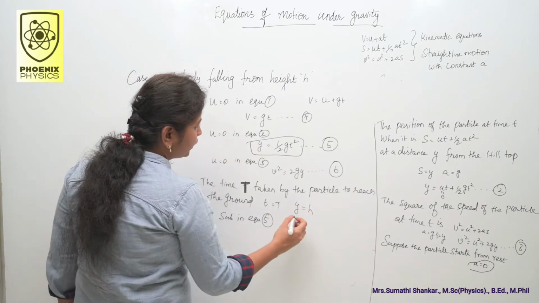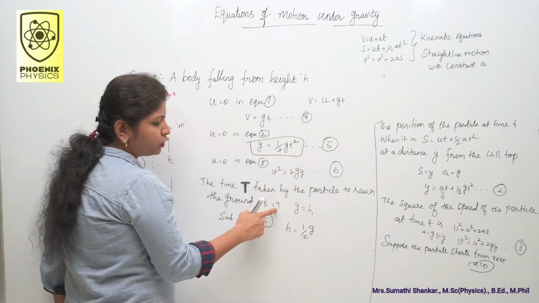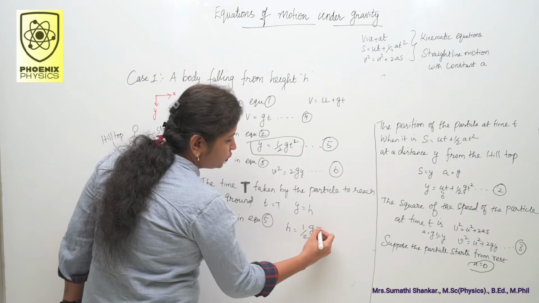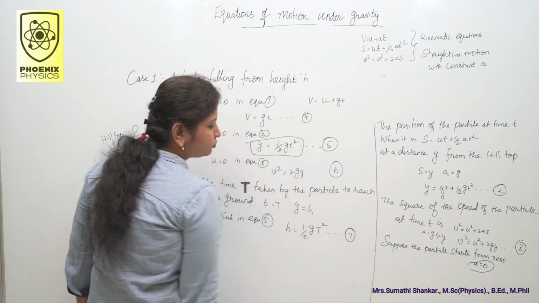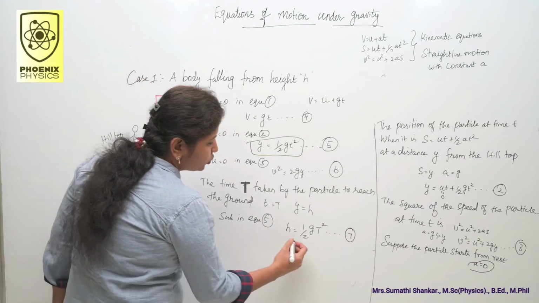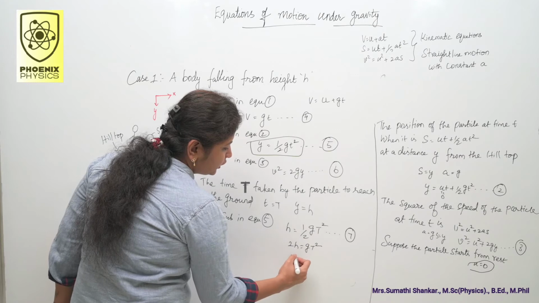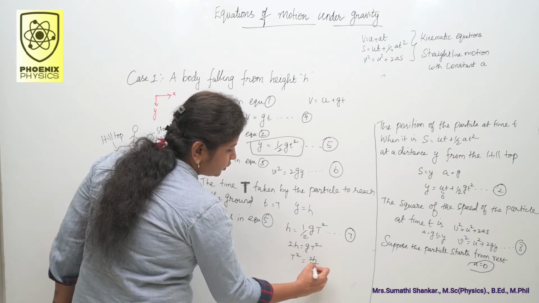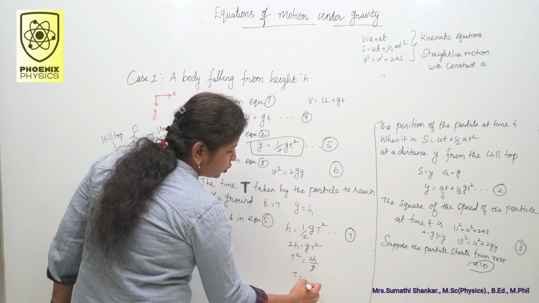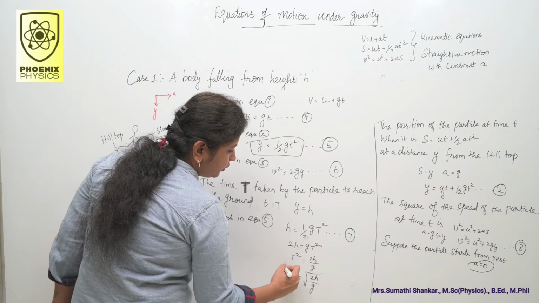So h is equal to half g, and instead of t I am going to substitute capital T, so gT square. This is our seventh equation. So what is 2h? 2h is equal to gT square. Then T square is equal to 2h by g. T is equal to square root of 2h by g. This is our final expression.